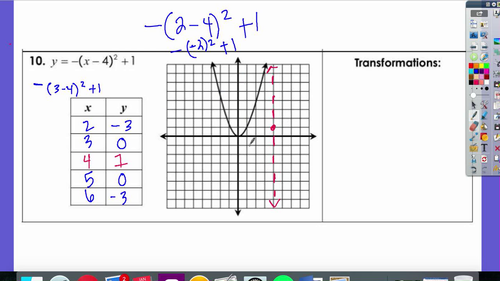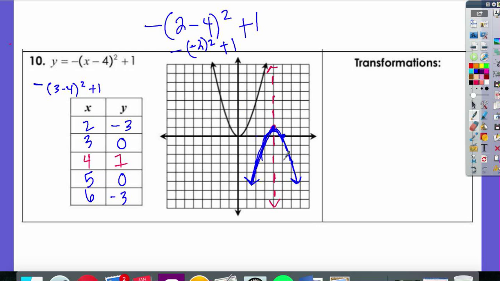So to draw your new ordered pairs, we've got (2, negative 3), (3, 0), and then (4, 1) is our vertex, (5, 0), and (6, negative 3). So this is our final transformed graph. So we already knew that the vertex was going to shift a little bit, but now it's facing down.